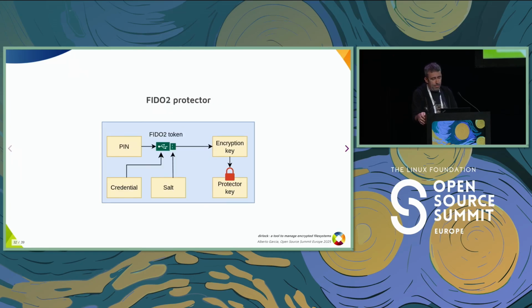In the case of FIDO, the intermediate encryption key is generated by the FIDO token using a credential and a salt that was previously generated. And in this case, the PIN is optional, and it's used to authenticate, to tell the token that you are the person who is authorized to use it, so they give you the key. If you don't use the PIN, then the token only requires that you confirm your presence, like physically touching the token, in order to get the encryption key.